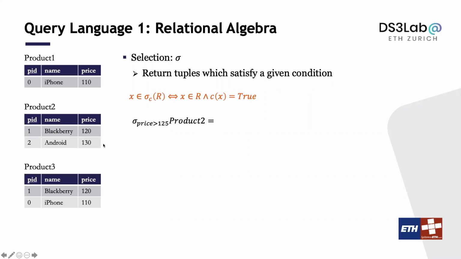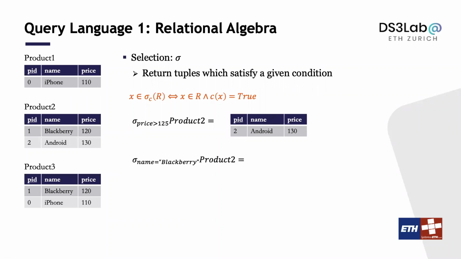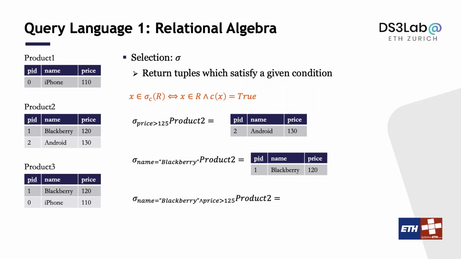I'm going to look at every single tuple in this relation, product 2, and check whether the condition is true or not. For the first tuple, the condition is not true. For the second tuple, the condition is true. So in the result, I will only have the second tuple. It's simple, right? Similarly, I can do different types of conditions. I can select on the name, and in this case, very naturally, I will have the first tuple because of the name.